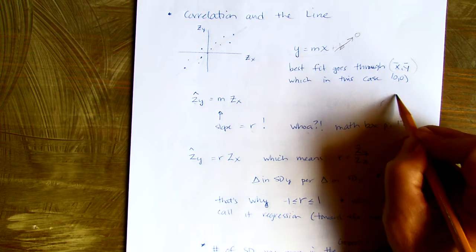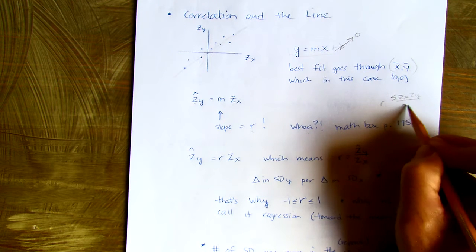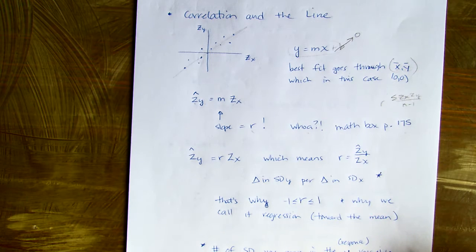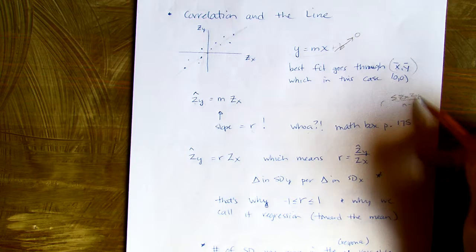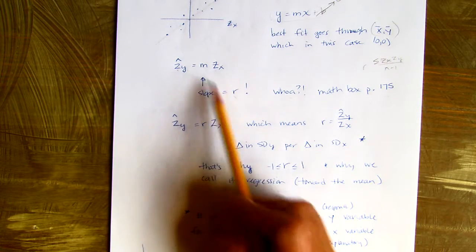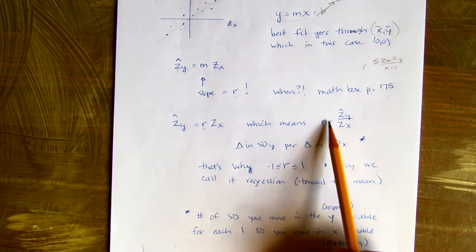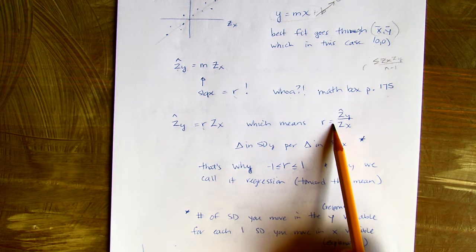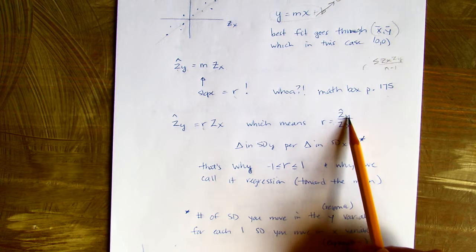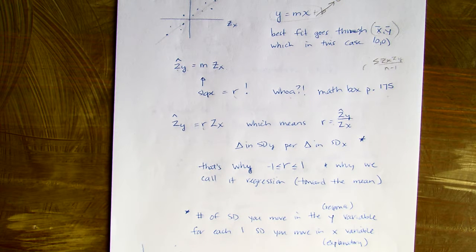r. R was, if you remember, the sum of the z's in the x times the z's in the y, I think divided by n minus 1. Forget how we actually calculated that. Something like that. It's all mathematical. So I'm going to rearrange this a little. I'm going to substitute r for the slope, and then I'm going to isolate r. So what else does that mean about r? It means that r is equal to the predicted z-score for y over the known z-score for x.